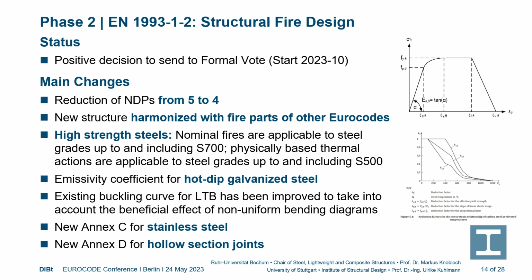Coming to phase 2, fire design. Here the situation is that the positive decision to send to formal vote has been done. So the formal vote will start in October this year. We have a number of changes. One, for example, which is true for all the fire parts: there has been a harmonization across all the fire parts. We have increased rules for high-strength steel, some new rules for hot dip galvanized steel, for stainless steel. So this is an increase, of course, of knowledge.